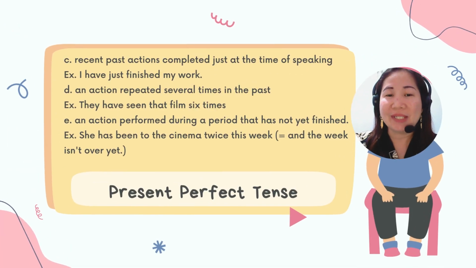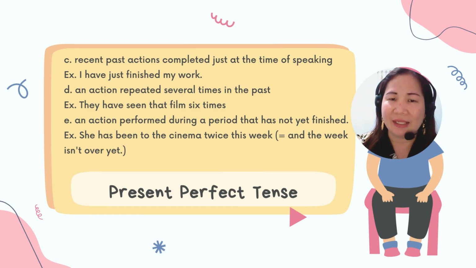Letter C, recent past actions completed just at the time of speaking. For example, I have just finished my work. Okay, so our verb here is have, because our subject is I. Okay, so we take have for I. And our past participle here is finished, from the base form of the verb finish. Okay, so we just add ed to the word finish.